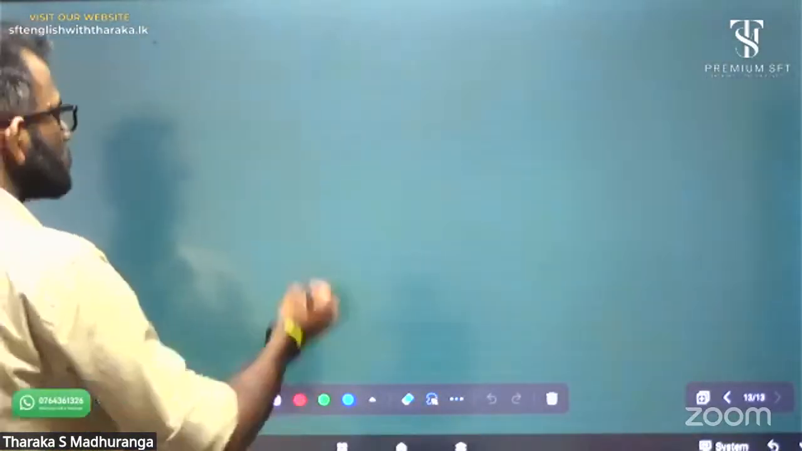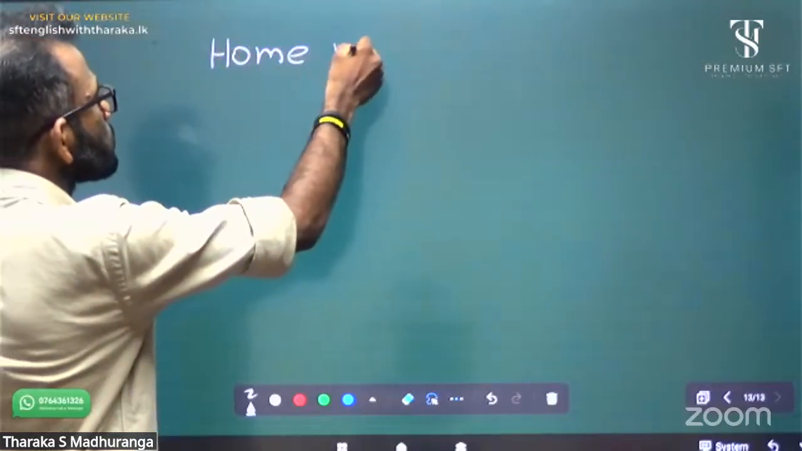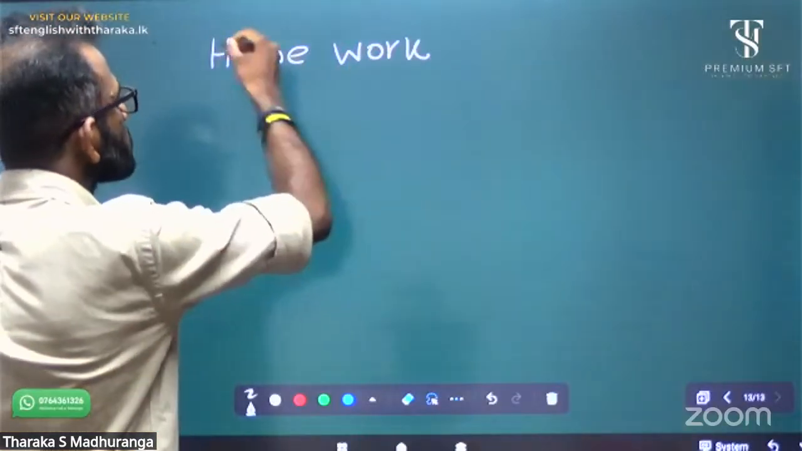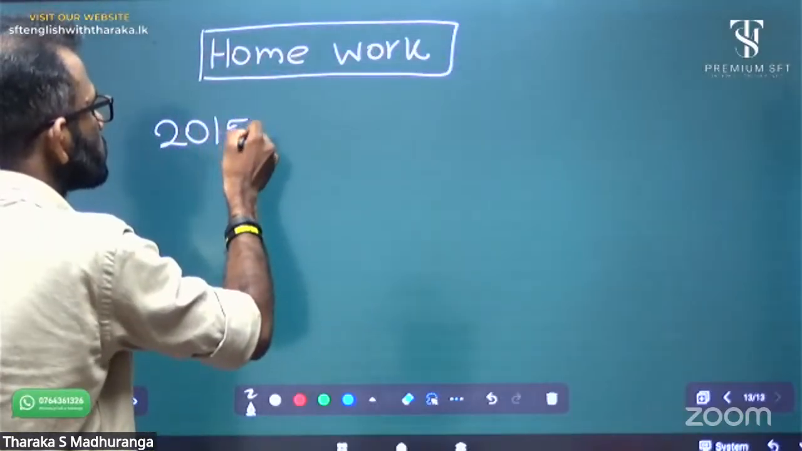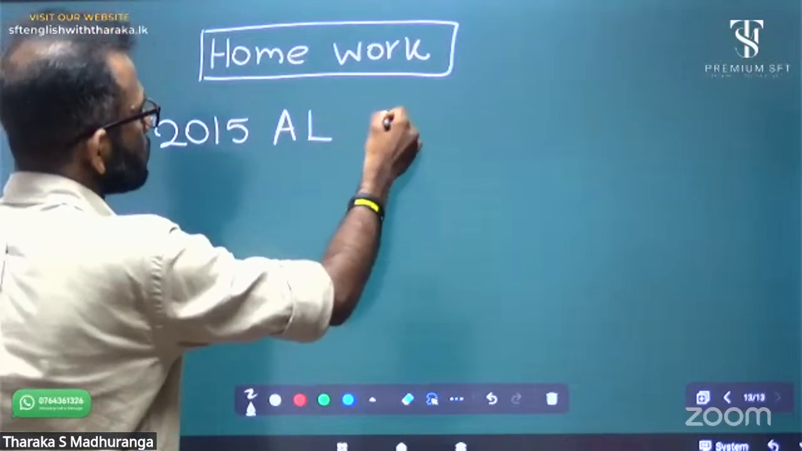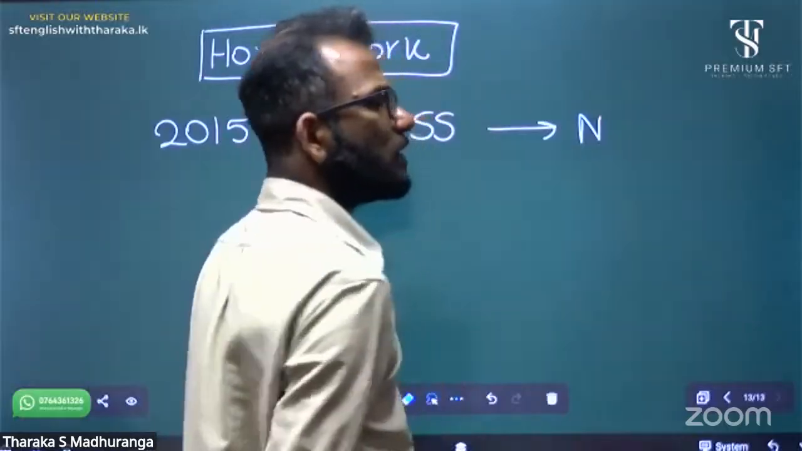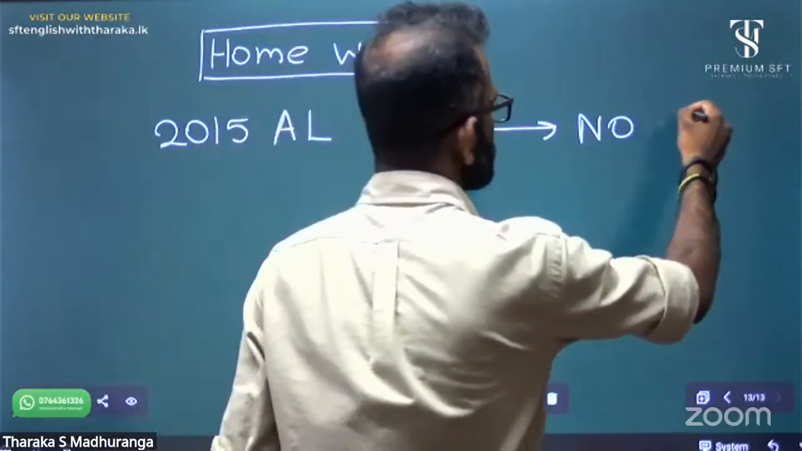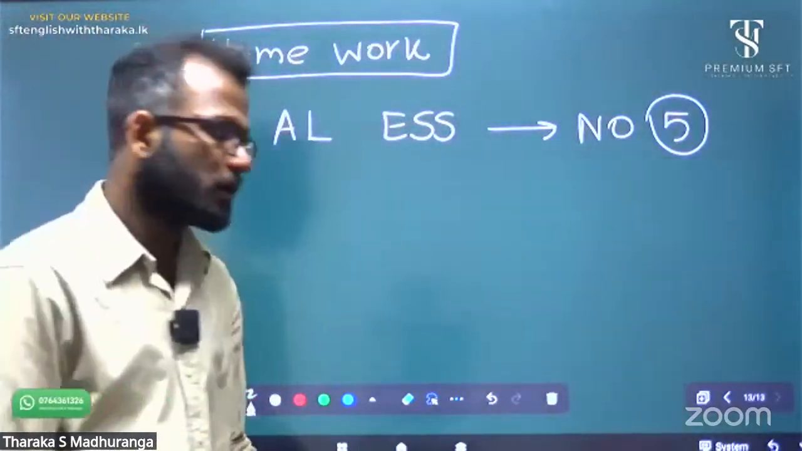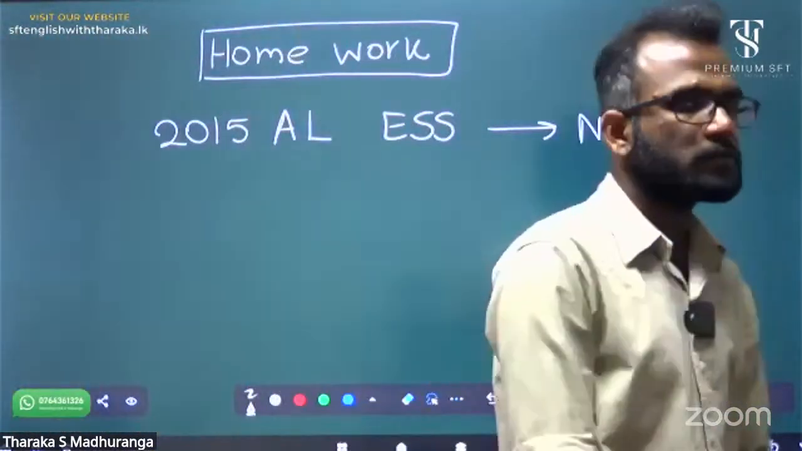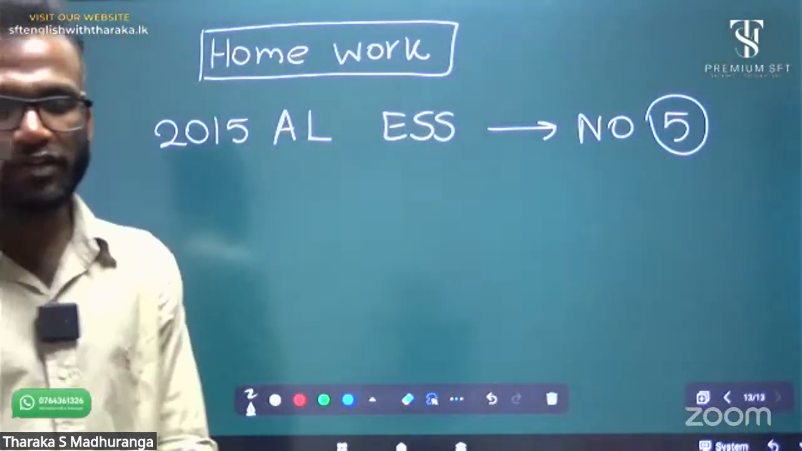Homework. 2015 A-level, essay question number 1, which means essay question 5. Number 5. Homework. Okay, now you can complete the essay question.